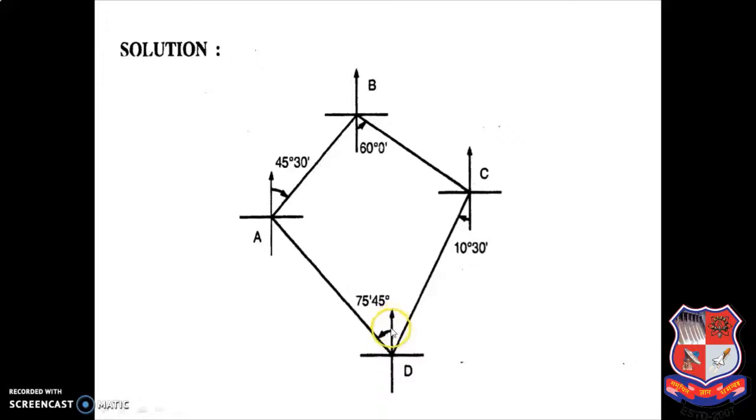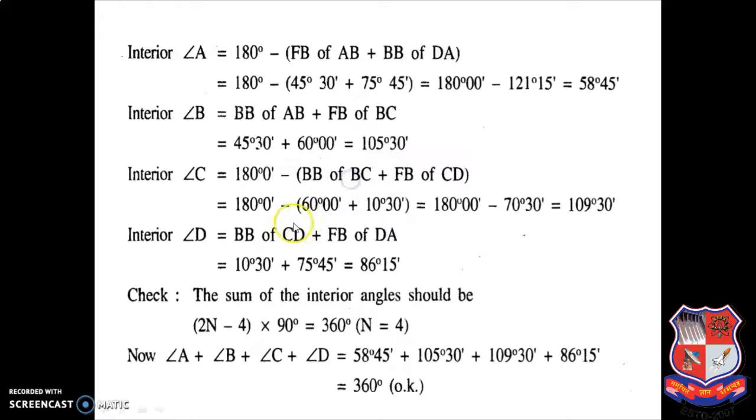So from north to this way, 75 degree 45 minutes. Okay, so by this way you have to complete your traverse, and then you have to calculate the angle. So angle A is equal to 180 minus forebearing of AB plus back bearing of DA.